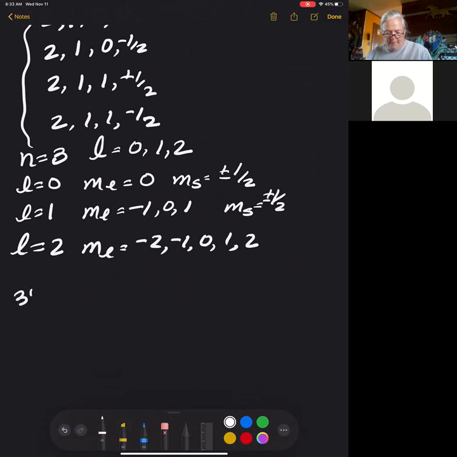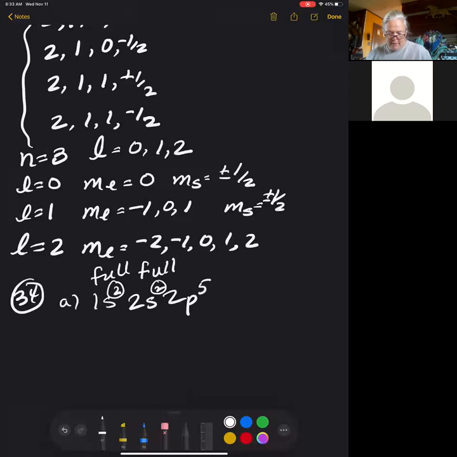All right, so 34, I've got 1s2, 2s2, 2p5. Okay, so for the s states, these are full. This one could have room for one more, so it's not full yet, and I don't have any more states, so this is in the ground state. That means the electrons are in their lowest energy state, because I haven't jumped up and started putting electrons in a higher shell without filling everything below. So that means it's ground state.